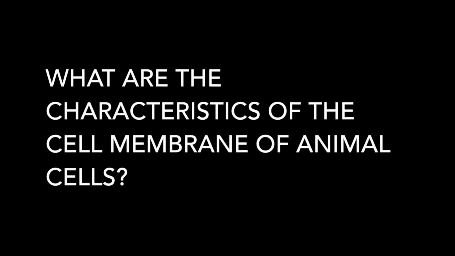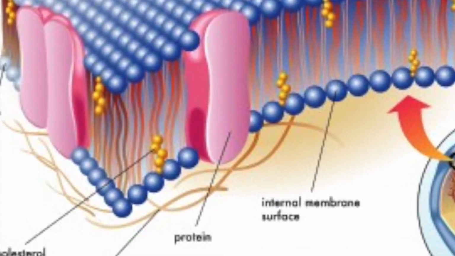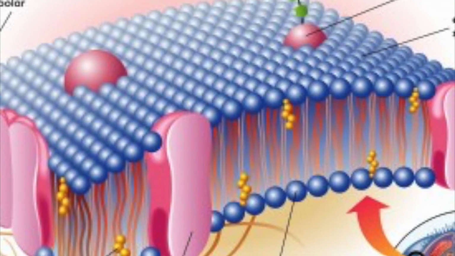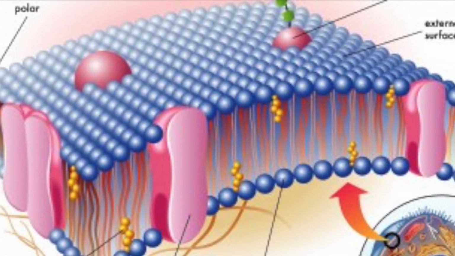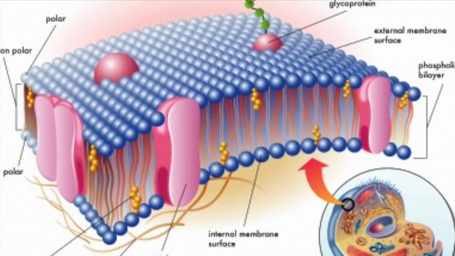What are the characteristics of the cell membrane of animal cells? Some characteristics that the cell membrane has are cholesterol, cytoskeleton filaments, proteins, internal membrane surface, lipids, and some more. But also, did you know the purpose of the cell membrane is to protect the cell from the outside?